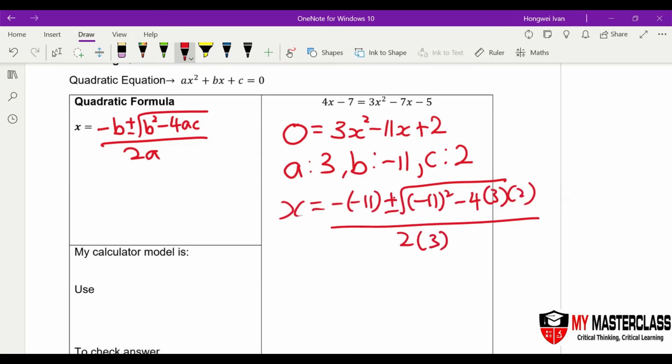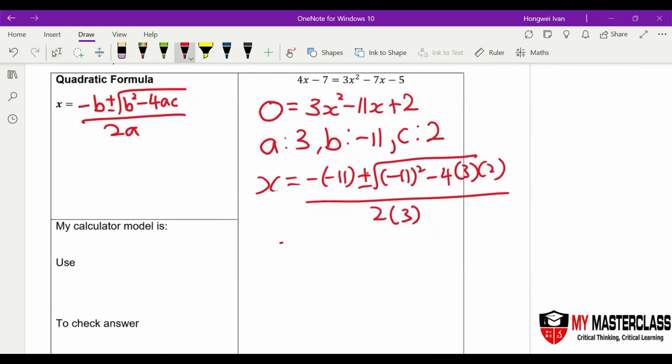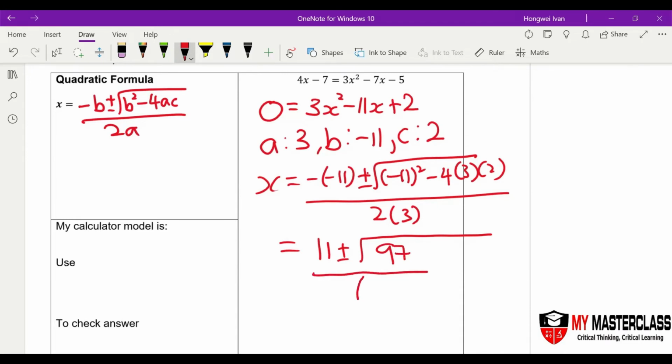Okay, this is called the standard of presentation. x equals 11 plus minus. You must use your calculator and key in 11 square minus 4 times 3 times 2. Janessa, key in for me 11 square minus 4 times 3 times 2. 121 minus 24, so 97. Janessa, is it 97? Yeah. Over 6. Okay, this is the standard of presentation.